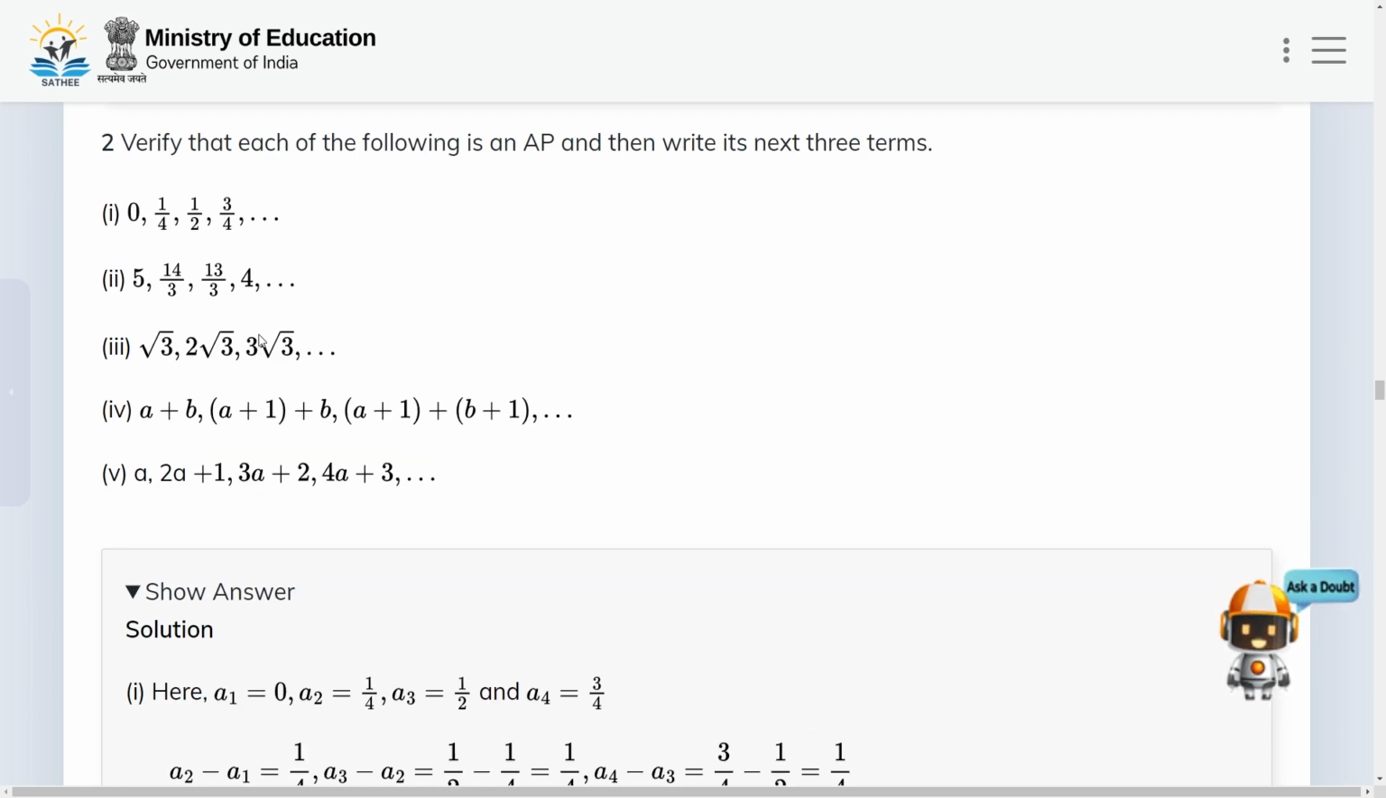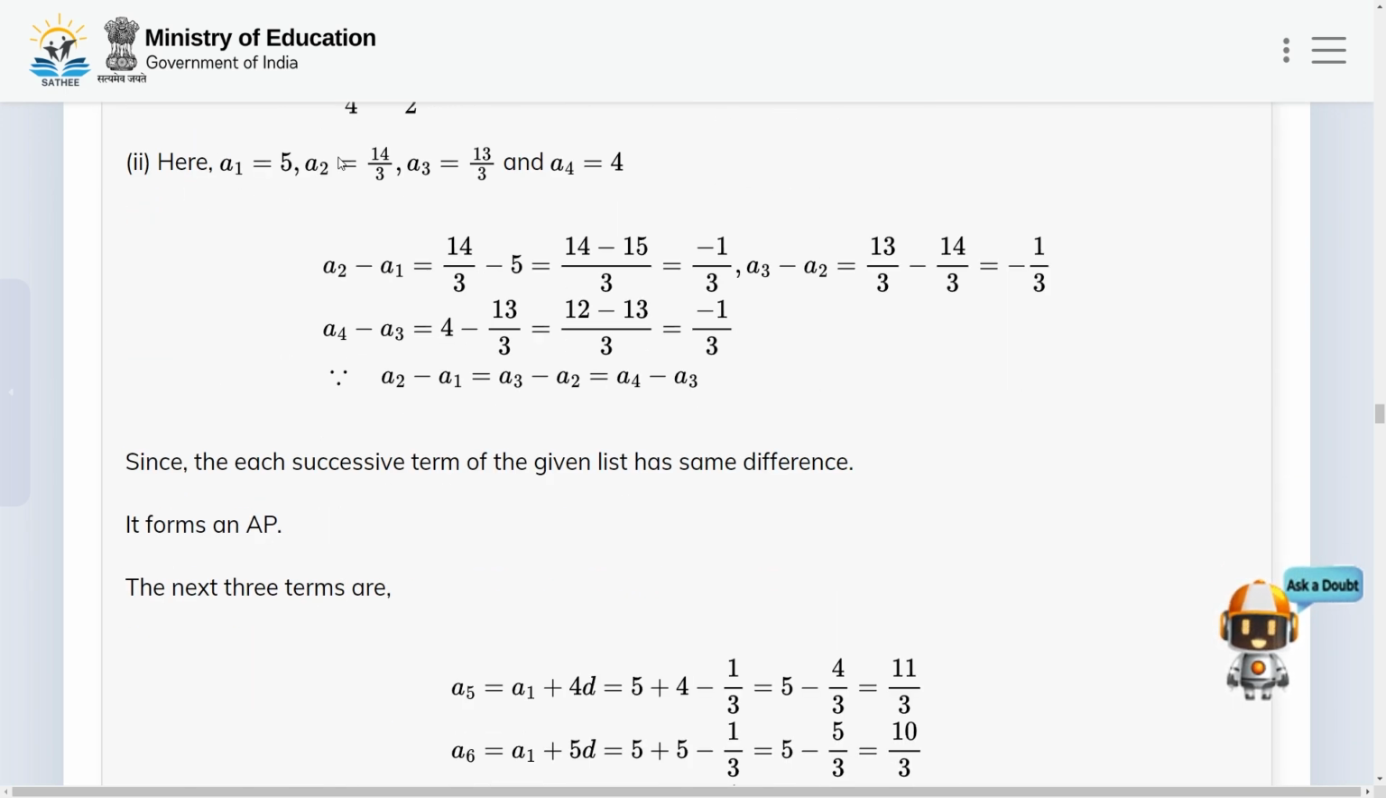Okay, so now let us move to the next one. In the next one, we have this list of numbers: 5, 14 by 3, 13 by 3, 4, and so on. First of all, we have to check whether this list of numbers forms an AP. If it forms an AP, then we need to find the next three terms. So let us check first of all.